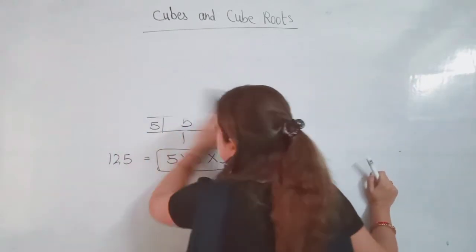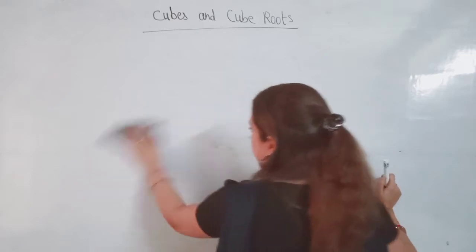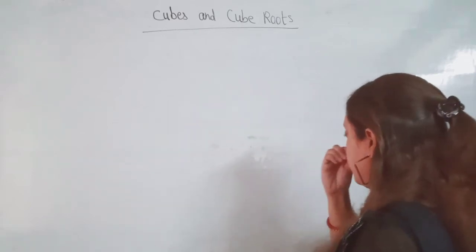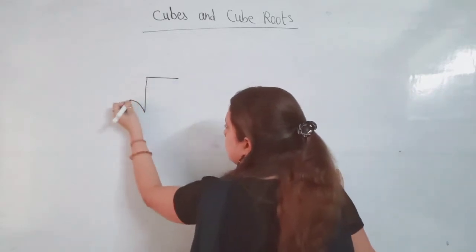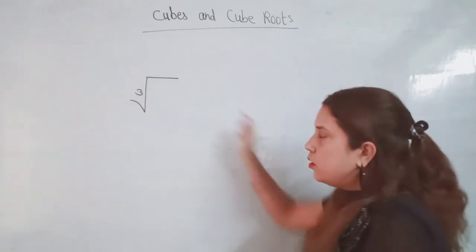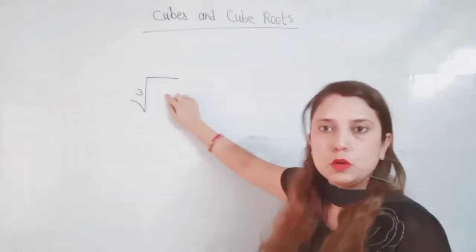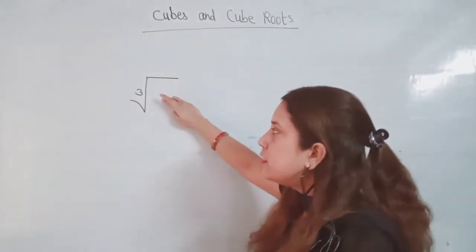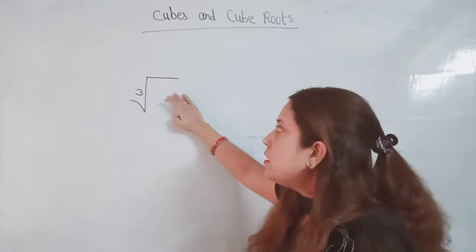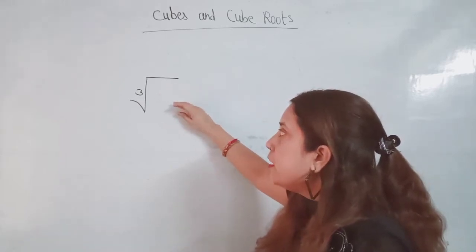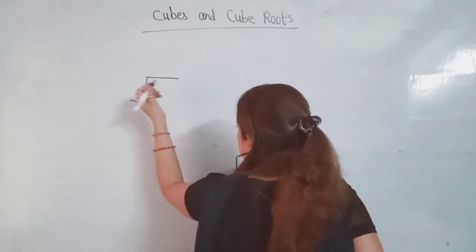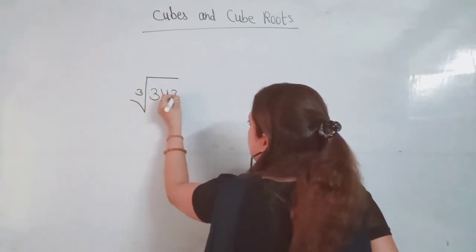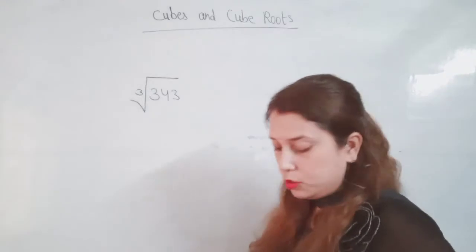Cube roots. What is the cube root? The sign of the cube root is like this, and we write 3 here. Okay, this is the sign of the cube root. Now how to find the cube root of any given number? Suppose we have a number, find the cube root of, we can take 343, find the cube root of 343.